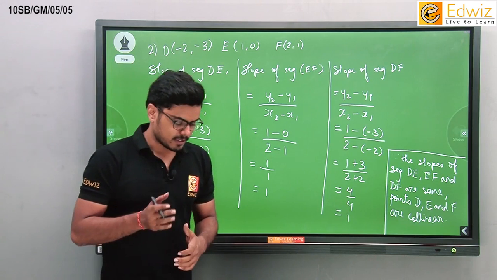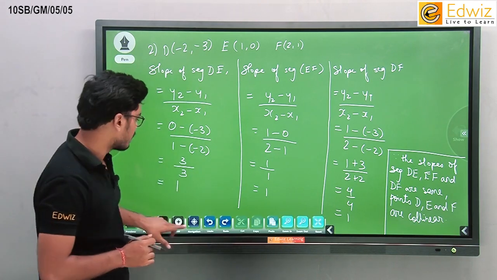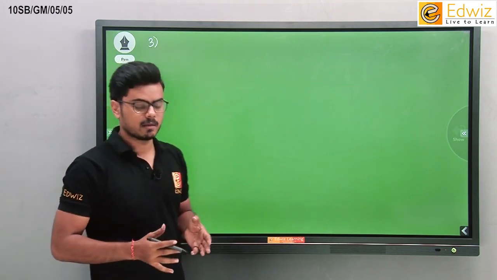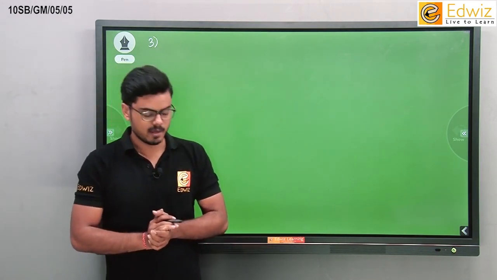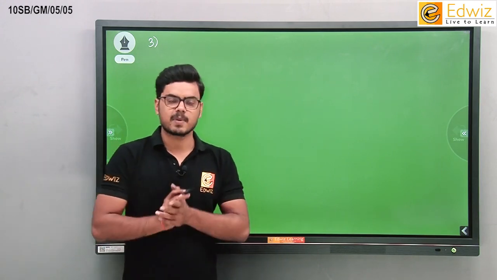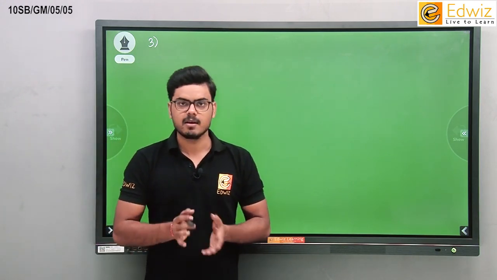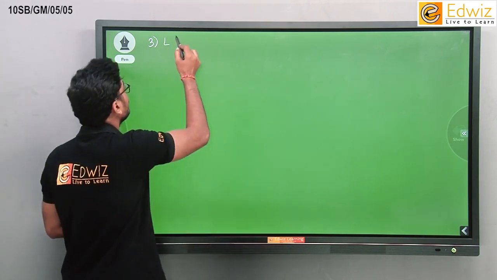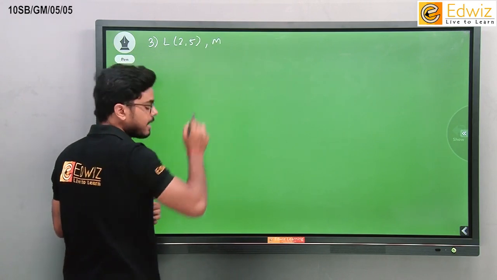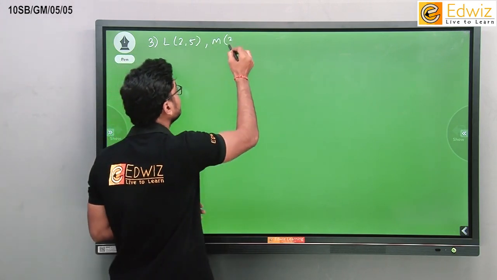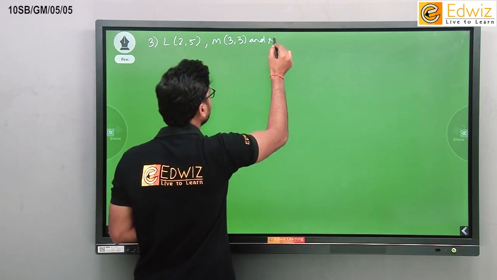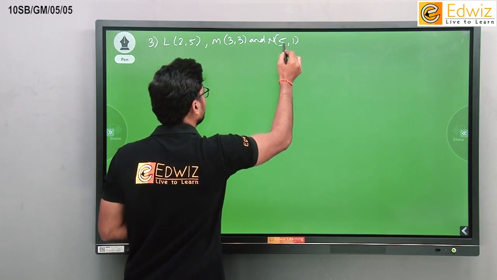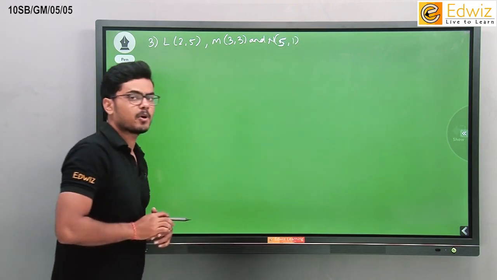Okay, now let us go to the next question. Question 3, third one. Okay, same question but still we are solving. The remaining 3 I will leave it up to you to solve. Okay, so 4th, 5th and 6th please mark as your homework. Question 3, third one will be the last sub question that I'll be solving in this question. So this is L 2, 5, M 3, 3 and N, that is 5, 1. These are the 3 points given to you.